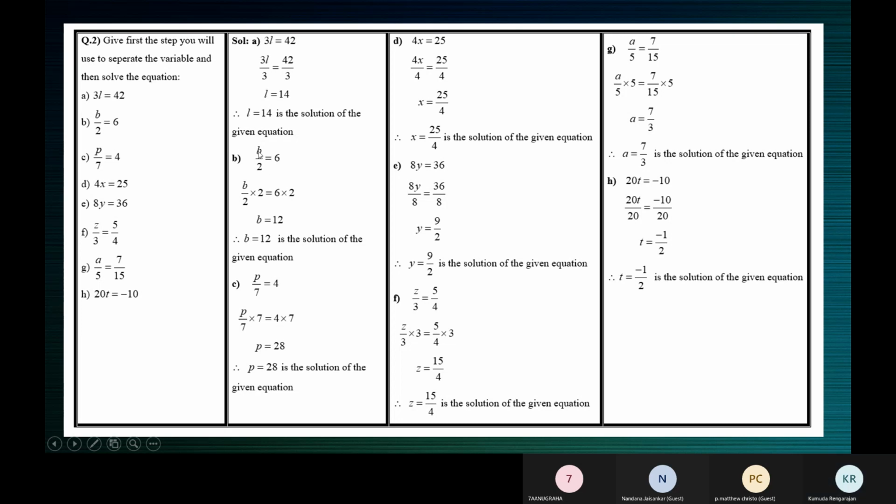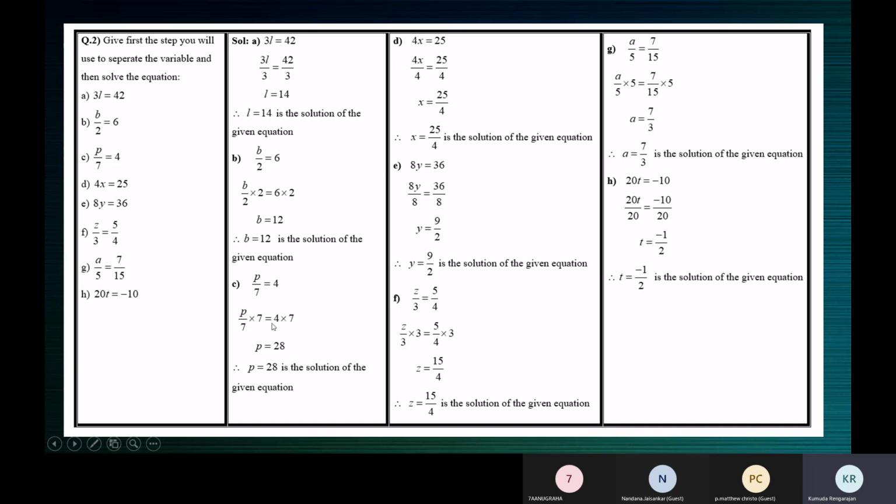In the next one, the variable is B and it is in the LHS. The term is B by 2. Separate B from 2. B is associated with 2, in the form B by 2. So how will you remove 2 and separate B? You'll have to multiply both the sides by 2. So what happens? 2 and 2 will get cancelled in the left hand side. So we have B is equal to 6 into 2, which is 12. So B is equal to 12 is a solution of the given equation.